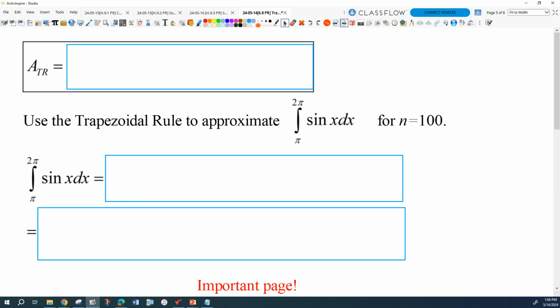Okay, you guys, now you go do this one. Jump to the boards and go do that one for me. First of all, write down the trapezoidal rule.